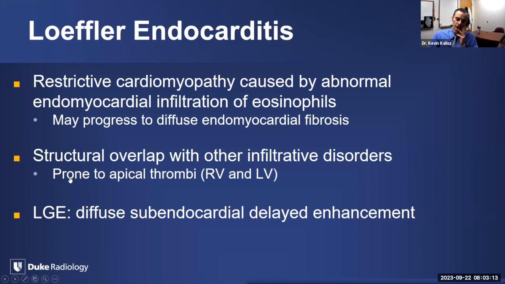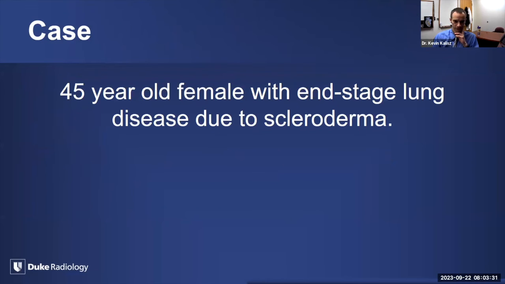And the interesting thing with these is that they are particularly prone, for reasons unclear to me, to apical thrombi, both within the RV and the LV. And then from an LGE standpoint, these will have relatively diffuse subendocardial delayed enhancement, at least in the ventricles.